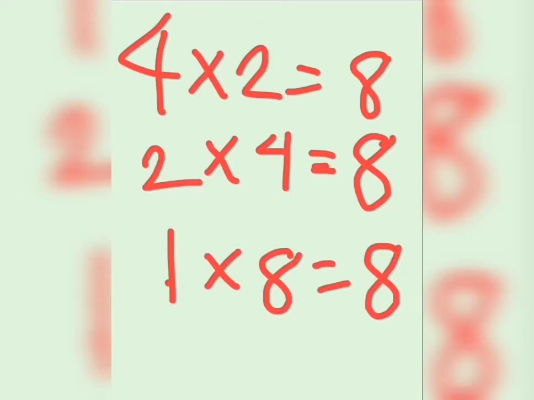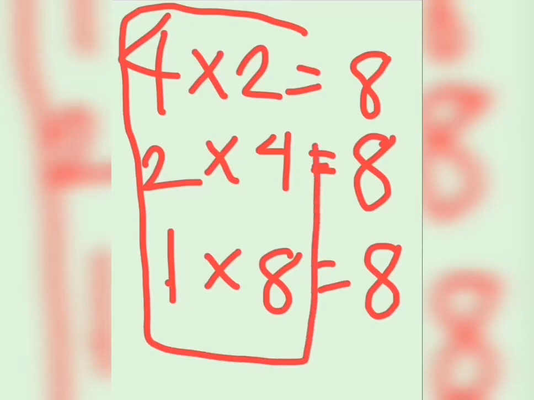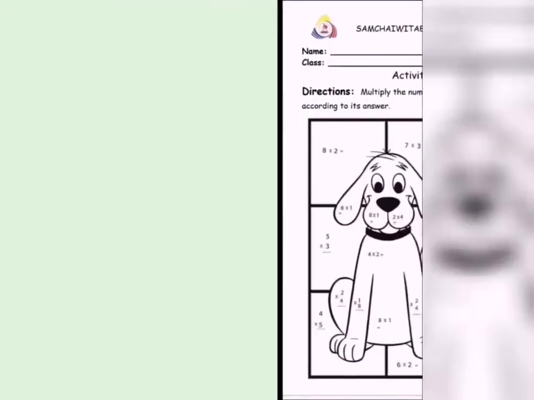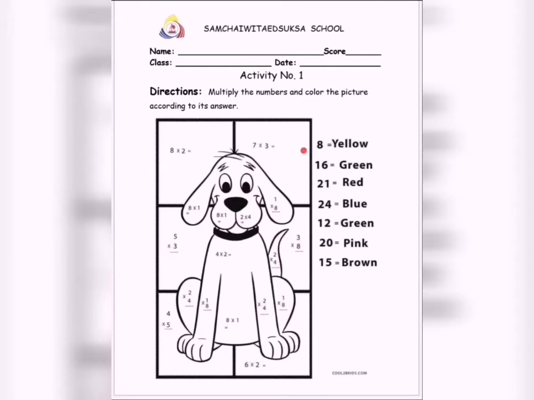So that means you are going to color all of these multiplication problems with color yellow. Okay? So all the multiplication problems, which is 8 times 1, 1 times 8, 2 times 4, and 4 times 2, they all have the same answer, which is 8. That means you're going to color yellow. So I want you to color the dog with yellow. So that's how you are going to answer. So that's my example for activity number 1.